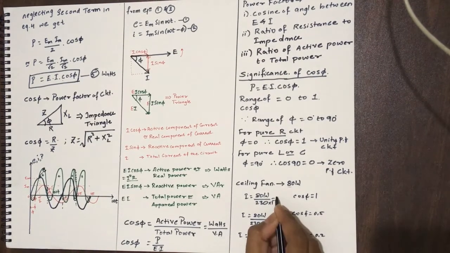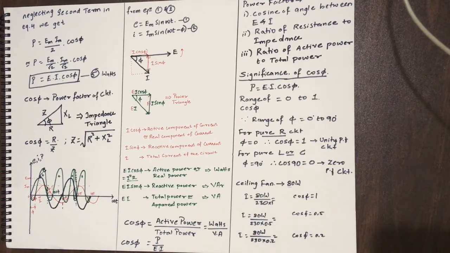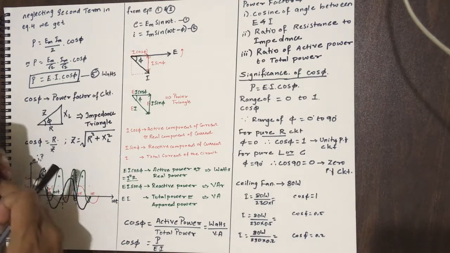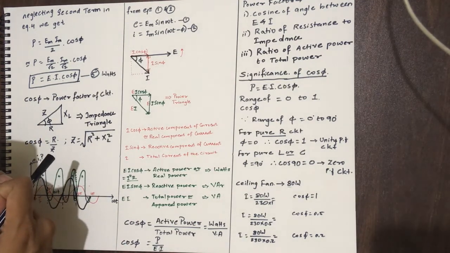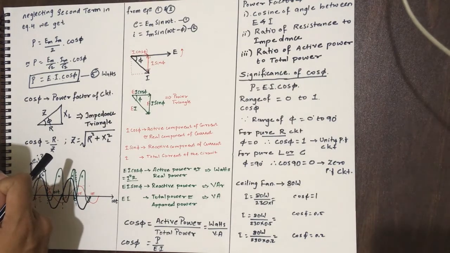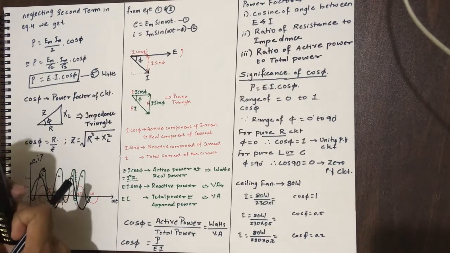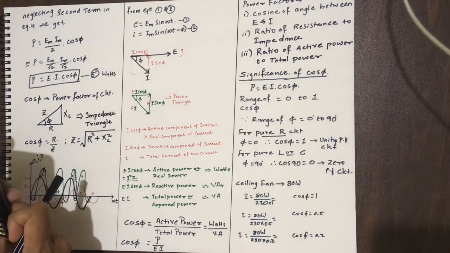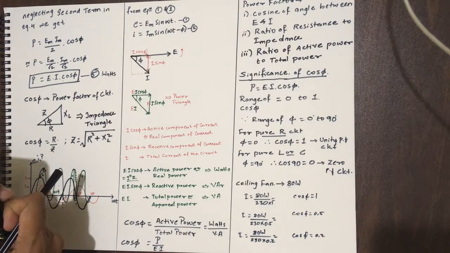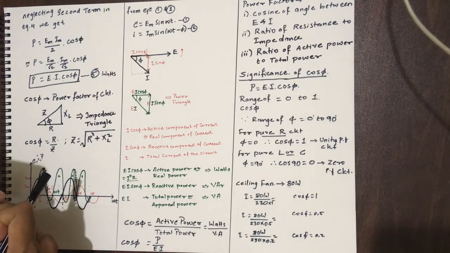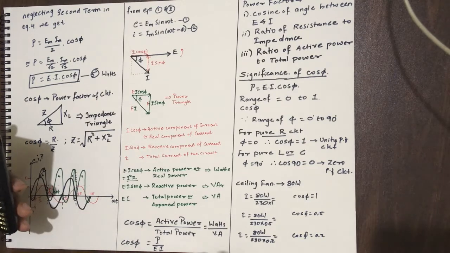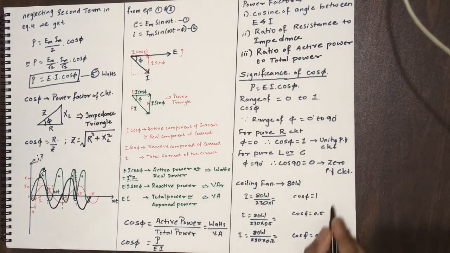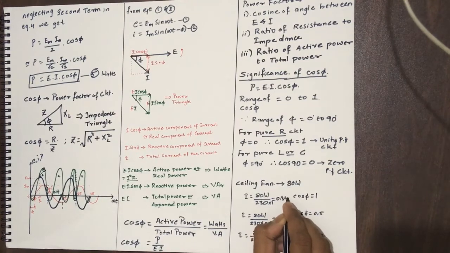Now when we calculate the current, see, the work done by the fan is the same, it remains 80 watts, it is not changing. So the current drawn by the fan is 80 watts divided by 230. Let us calculate the value of current. It is 80 divided by 230, which is 0.347 amperes.